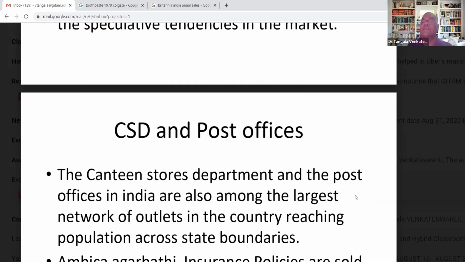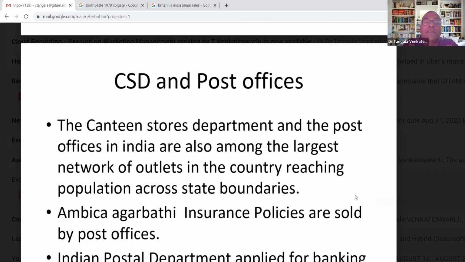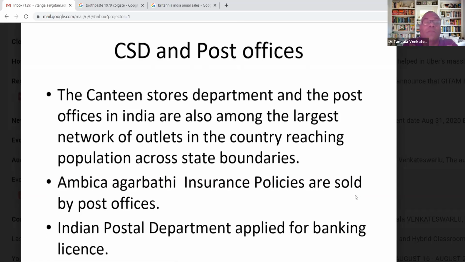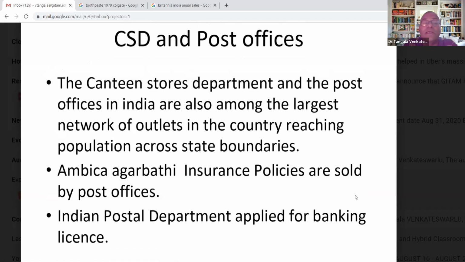Okay, CSD is Canteen Service for Defense. All of you know CSD canteens are established to service defense personnel as well as ex-servicemen. These outlets are located in various places. It is called the Canteen Stores Department. Another format which you see is post offices. In India, this is also considered the largest network.